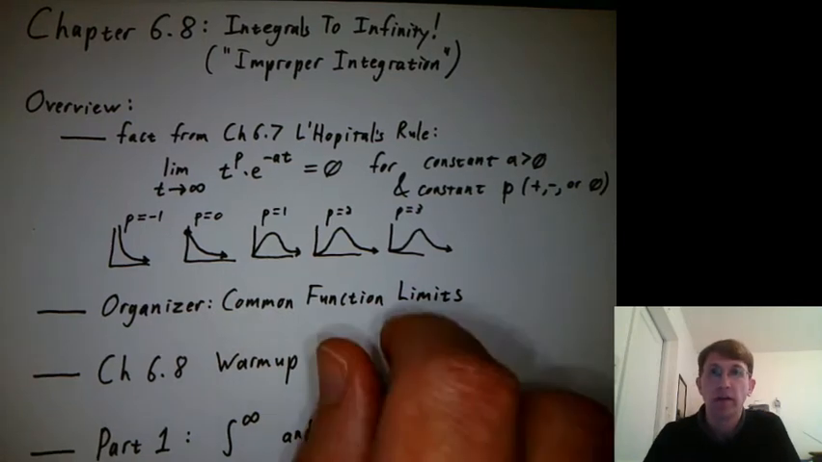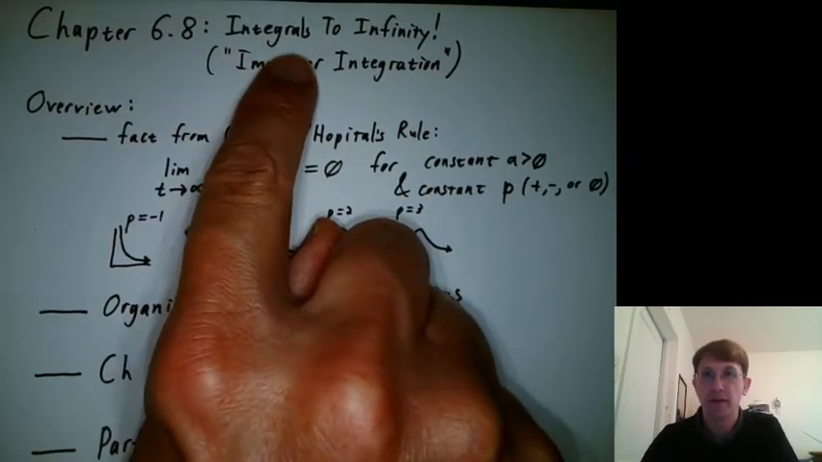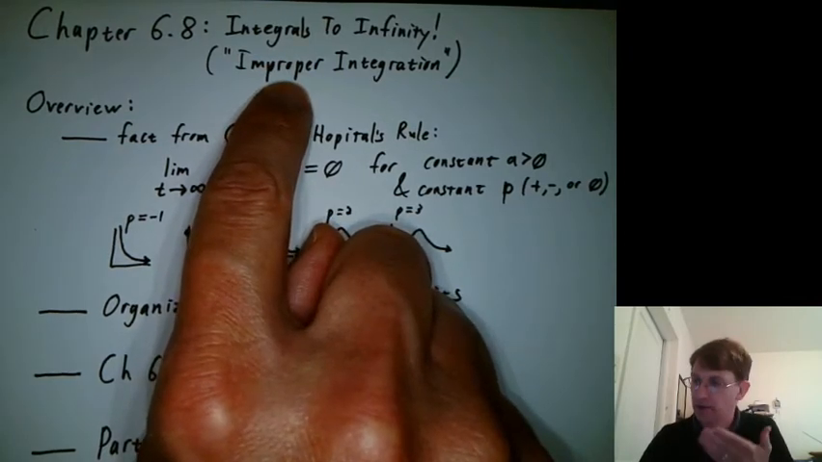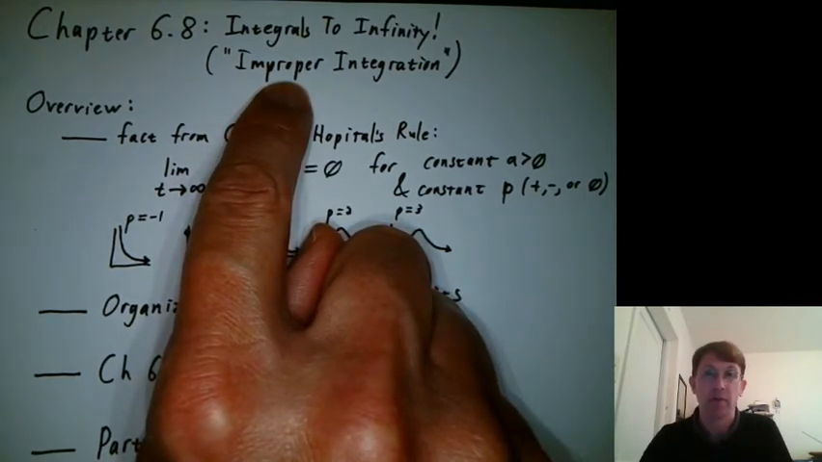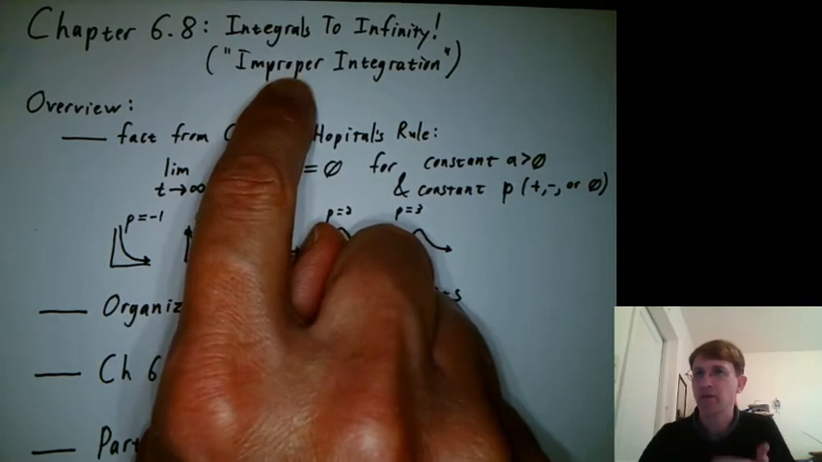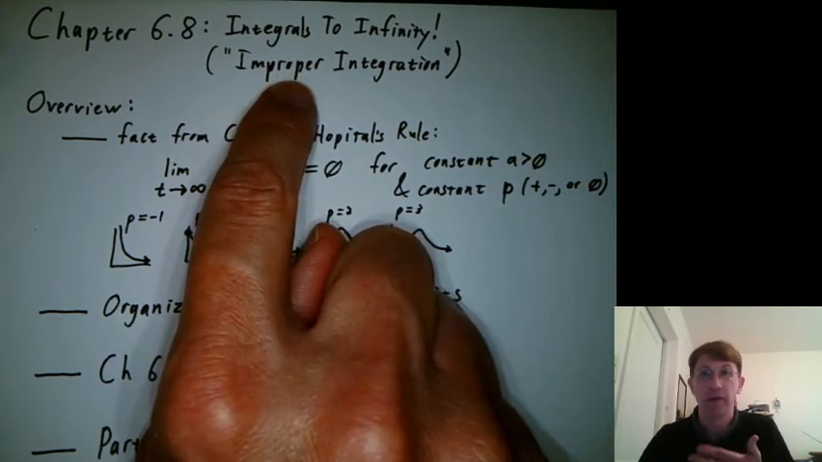All right, the unofficial title of Chapter 6.8 is Integrals to Infinity. The official title is Improper Integration, because integrals, when we define them initially, have to have a finite start point and finite stop point. So going all the way to infinity is kind of improper, but it's really important to be able to do that.